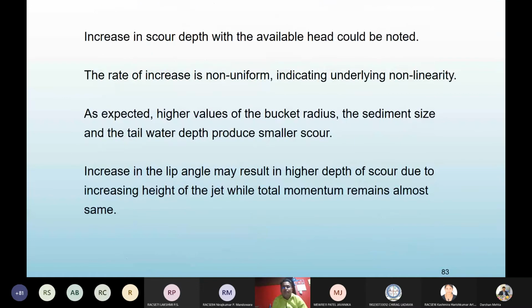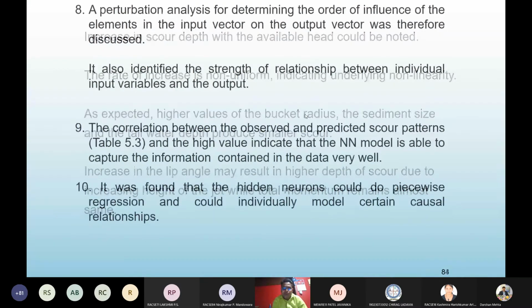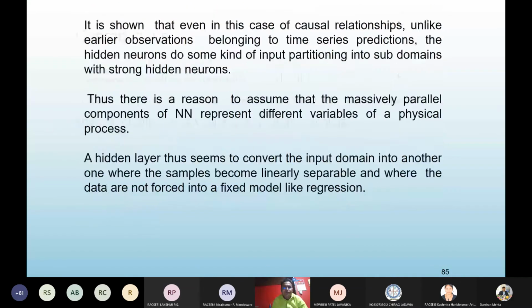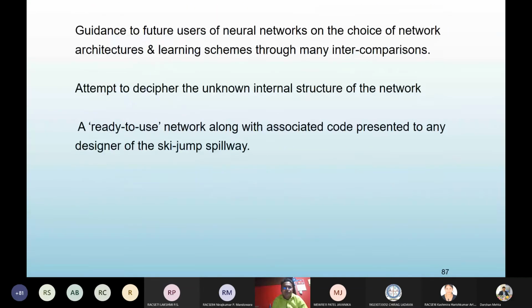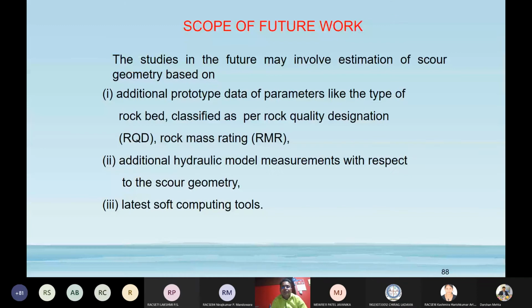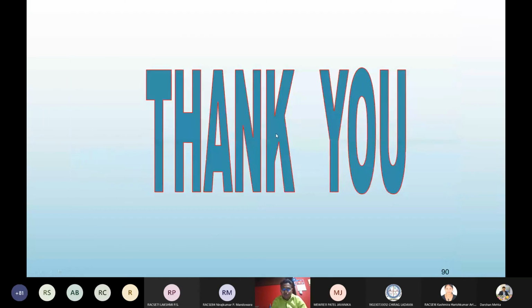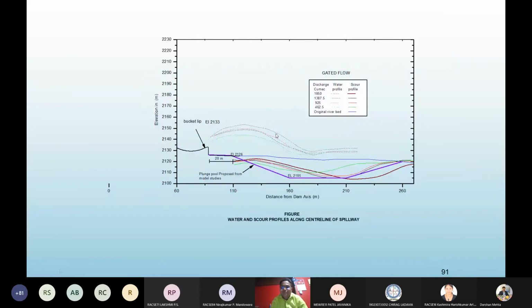Okay, so these are some conclusions. At that time I never did it, but if anyone is interested and data is available, they can do it considering rock quality designation. And three publications at that time, although I have many papers.